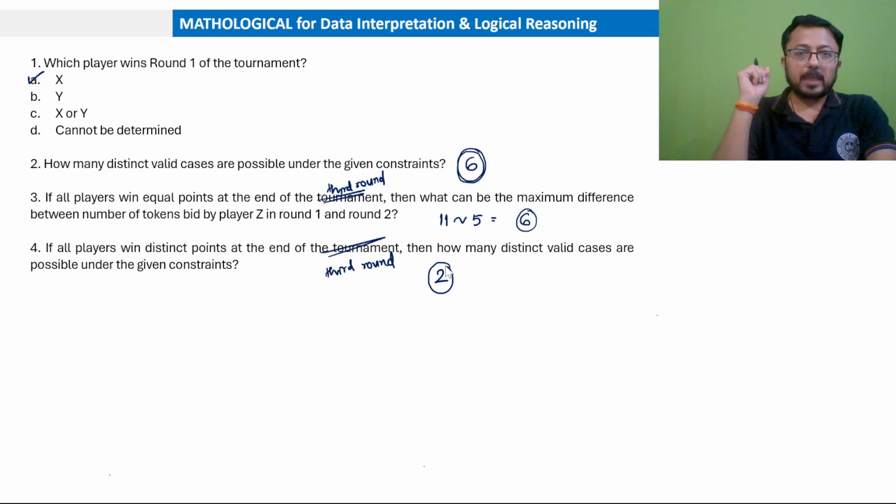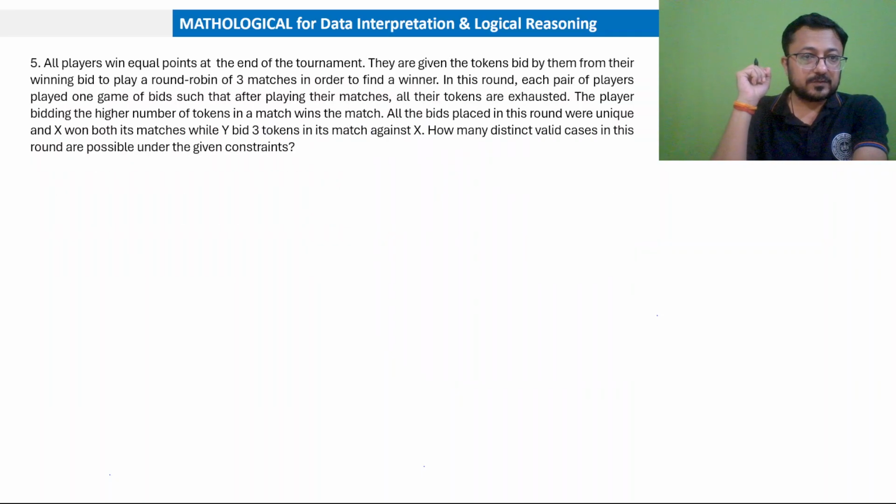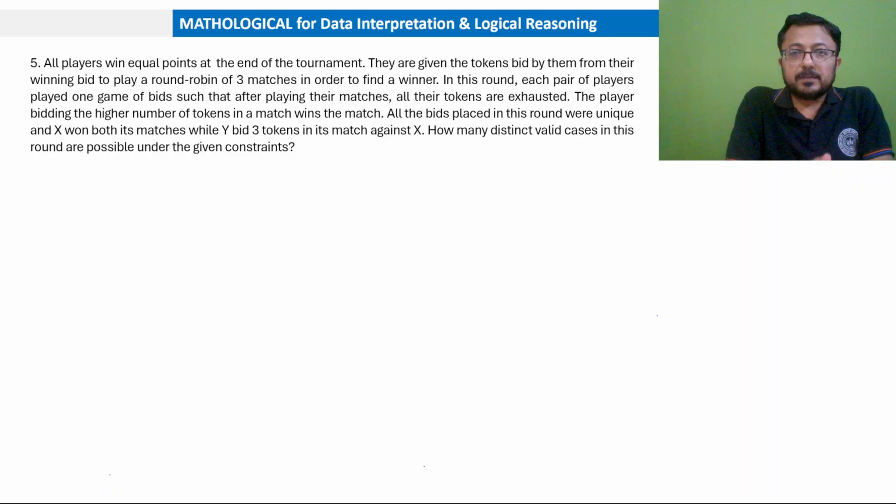Okay. Next question करते हैं. Last question of the set. All players win equal points at the end of the tournament. They are given the tokens bid by them from their winning bid to play a round robin of 3 matches in order to find a winner.